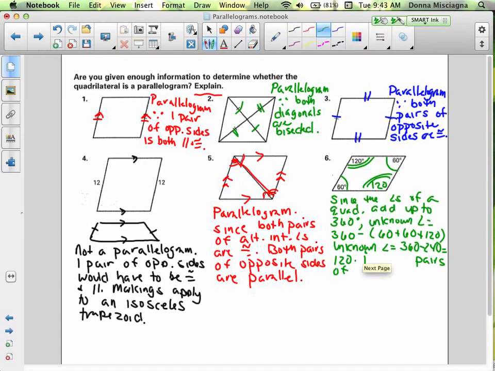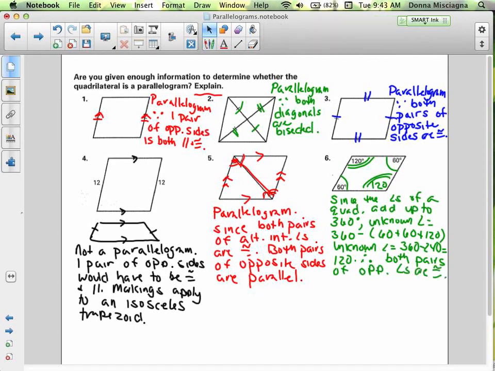Both pairs. Oops, that wasn't what I had. I forgot my therefore. Therefore, got to match up with my pairs there. Both pairs of opposite, I should have just written opposite, that was too much work to change, to abbreviate opposite there. Opposite angles are congruent. And there we go.